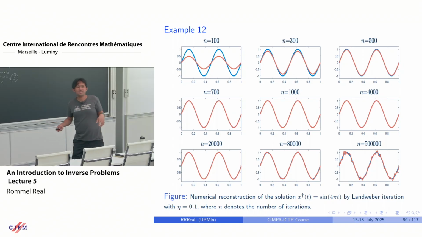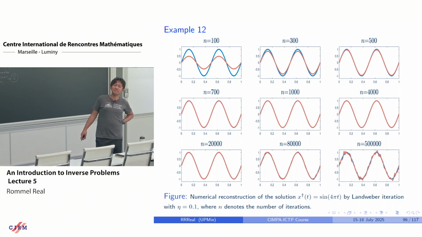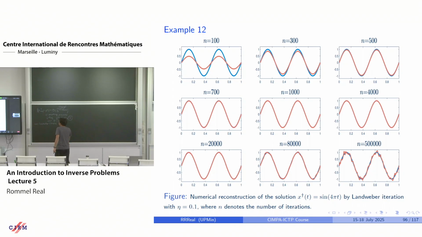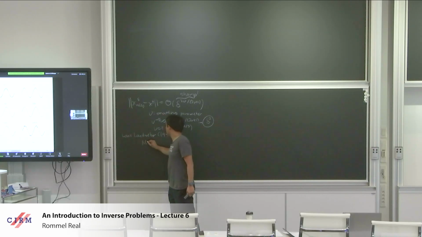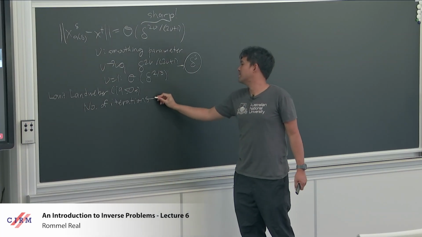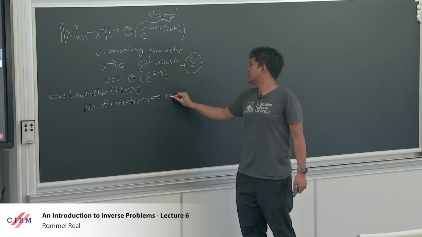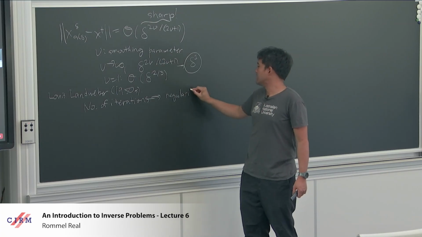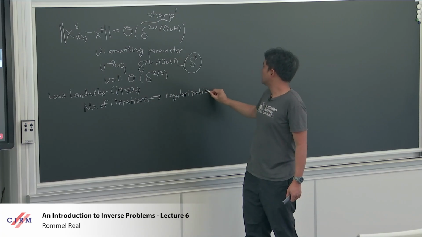So same as in Tikhonov regularization, where we need to fine-tune the regularization parameter, in this case the number of iterations plays the role of the regularization parameter.